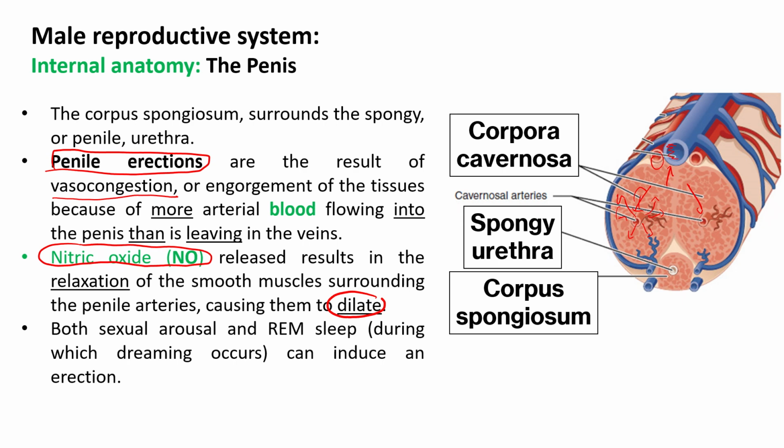So when the nitric oxide is released, there's a vasodilation, and more blood starts accumulating in those areas, causing an increase in the size of the penis. At the same time there's a partial obstruction that keeps the blood from escaping easily through the veins. So that at the end is what causes the penile erection.